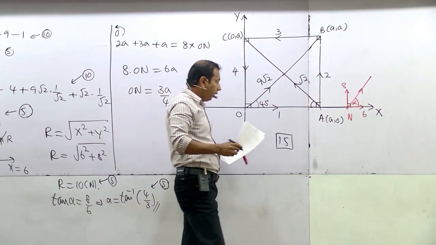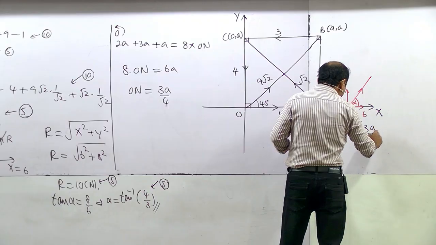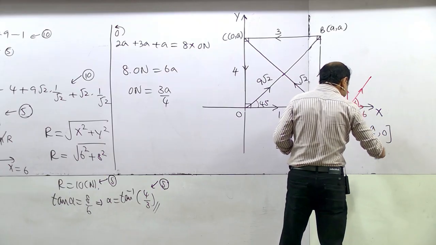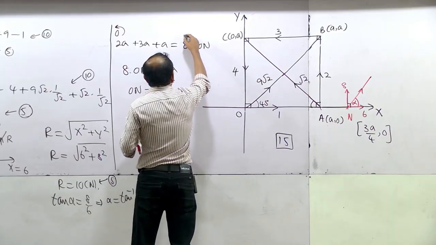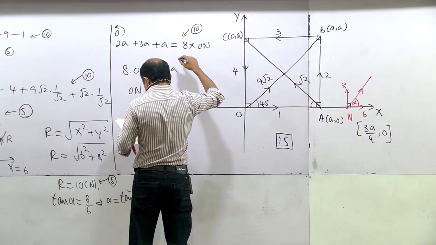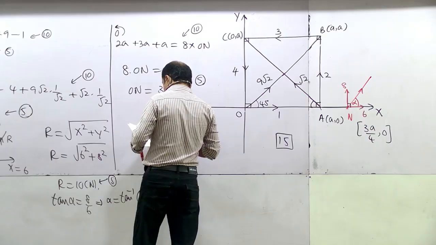Then the coordinates of N are going to be what? 3A by 4 comma 0. The moment equation 10 marks given and ON answer 5 marks given.